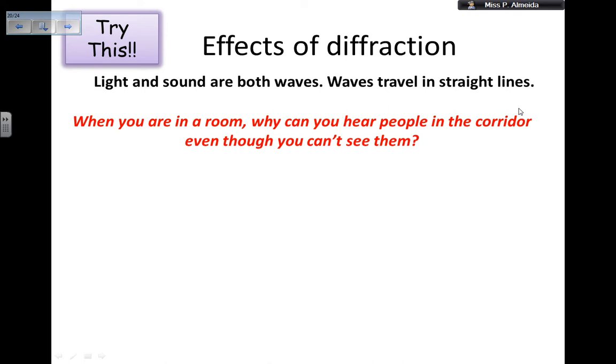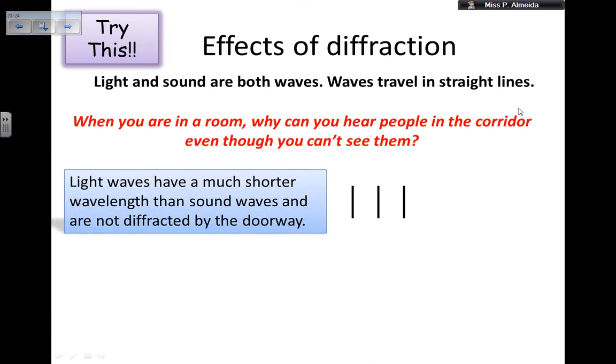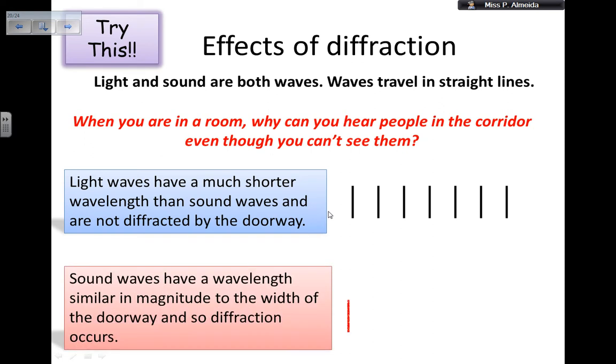Both light and sound are waves, so why does it work with sound and not with light? Well, the answer is very simple. Light waves have a very short wavelength, in the order of nanometers, and the light waves are not diffracted by the doorway. So here should be light waves. I don't know why I wrote sound waves. On the other hand, sound waves have a wavelength that is similar to the width of the doorway, so the gap of the doorway, and diffraction occurs. So this is why you can hear someone in a corridor even though you don't see them.